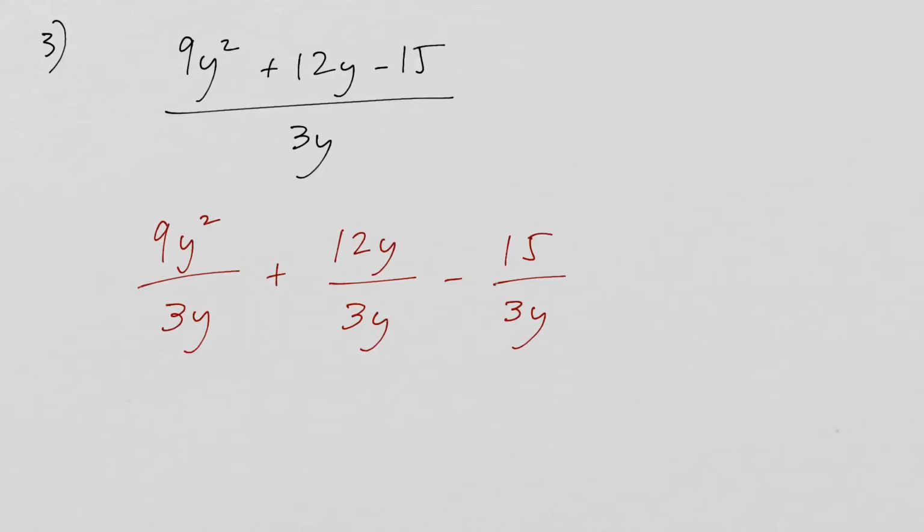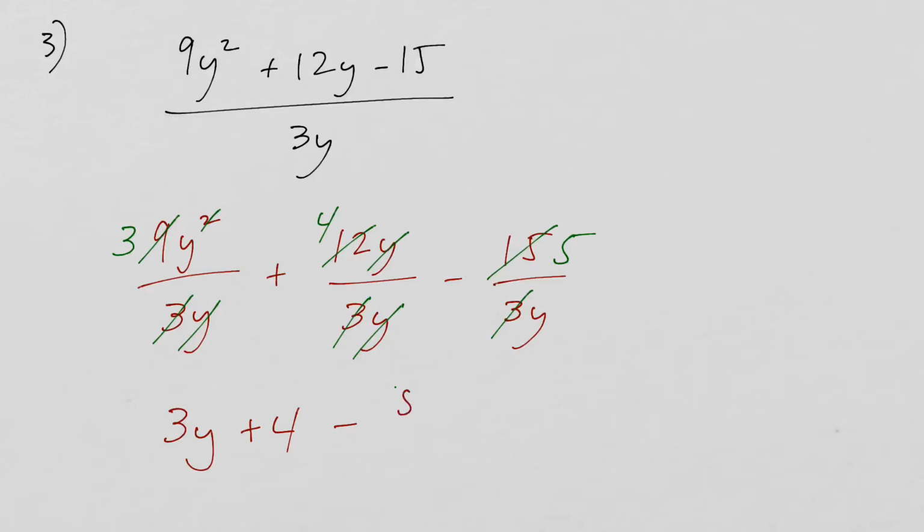All right, when I do the first canceling, 3 goes into 9 three times. This y cancels with one of those, so I'm left with 3y. On the next one, 3 goes into 12 4 times, and the y's cancel as well, so I have plus 4. And finally, 3 goes into 15 5 times, so I'm going to be left with minus 5 over y, and that's all I can do.